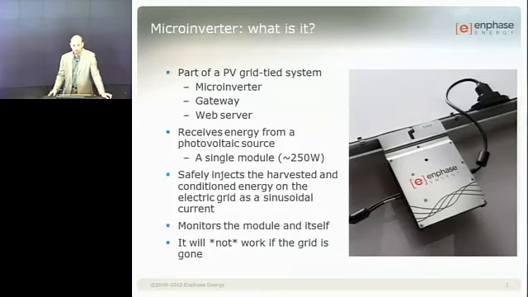So where does energy come from? It comes from a module, a single photovoltaic module, typically right now in the 250 watt range. We harvest the energy, we transform it into AC current, and we inject the current to the grid. The unit monitors the module voltage, current, and so on, and itself. So we know what temperature it's operating at, what the voltage of the grid is, and what the frequency is. We can even download the actual waveform of the grid if we want to. And as I said before, it won't work if the grid is gone. We have sold over 3 million units, and we are the first inverter vendor right now for the residential market in the United States.